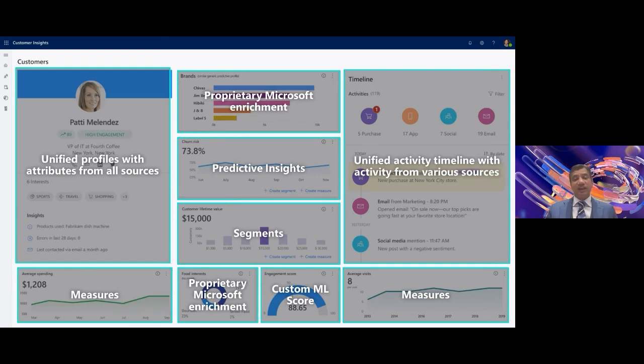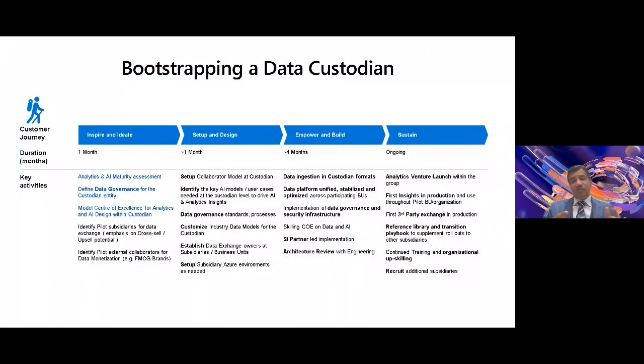Now, these kind of AI-driven segmentation characteristics were not easy to do before. So I have talked to you through the opportunity that lies from unifying all of that data from across your group, the 4 components that you need to make a data custodian happen. But what does the typical journey look like when you start to actually implement it? We typically work with our customers on this kind of a journey of bootstrapping a data custodian within an organization. And it's a journey, right? It doesn't happen overnight. And typically we split that up into a couple of different phases.